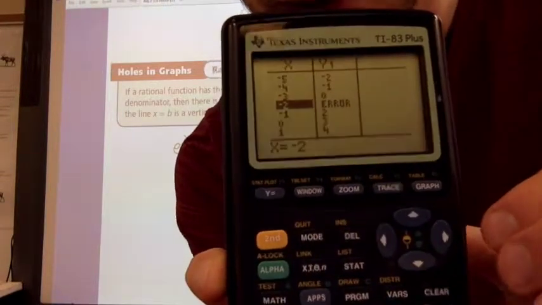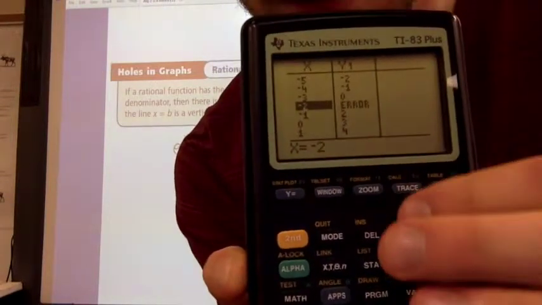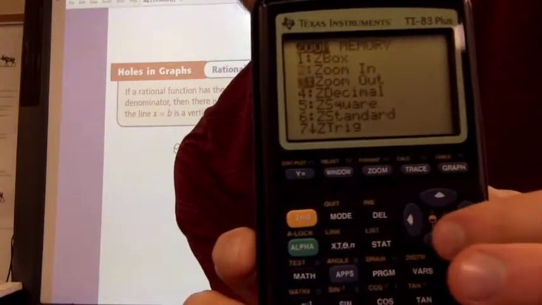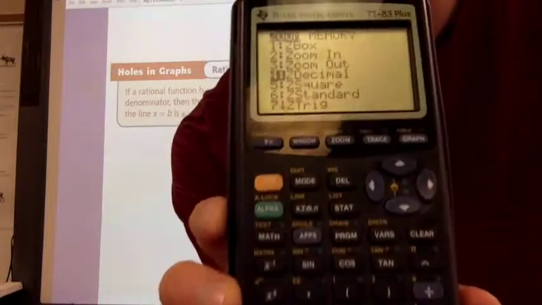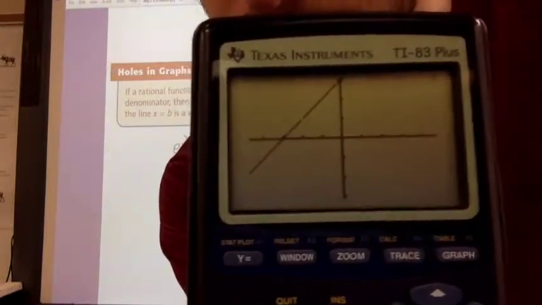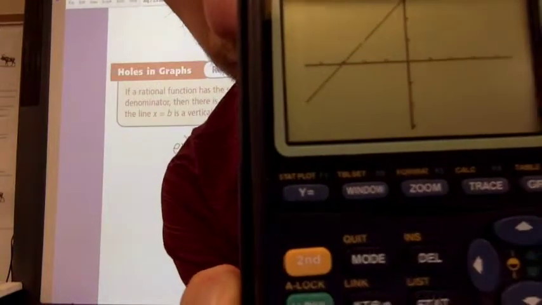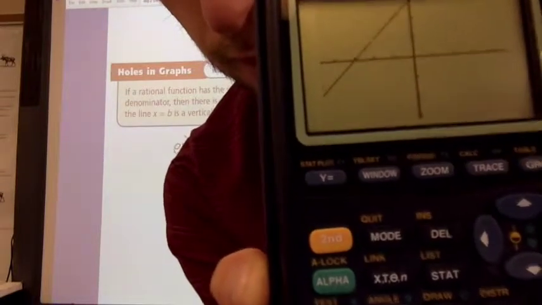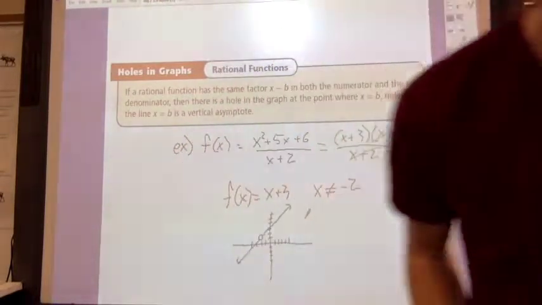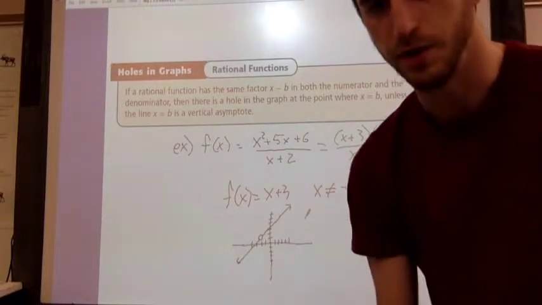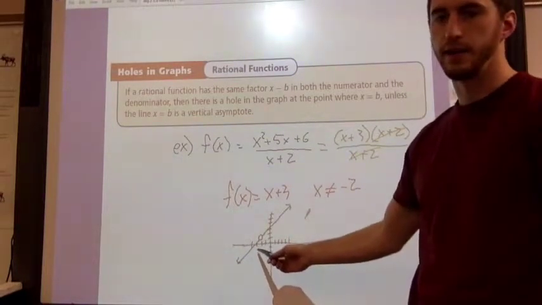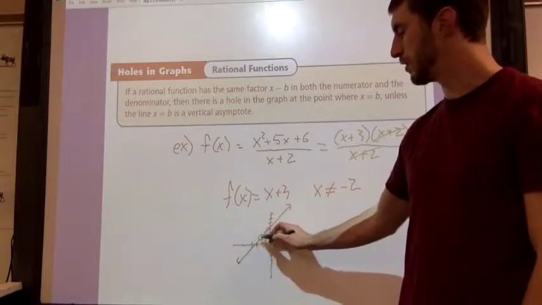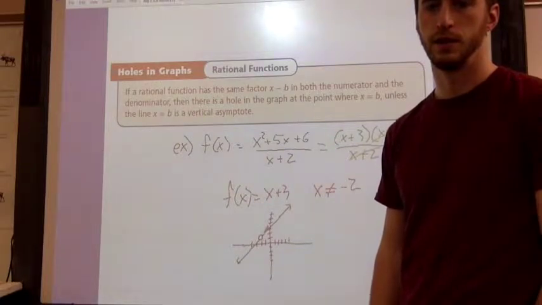Another way of seeing this is you can hit the zoom button and go to where it says z decimal, hit enter, and it will show you, if you can see, there's a little hole right there at x equals -2. So the way you draw this is just like I did right here. You draw your graph and then you put a little circle where the hole is. And that's what that looks like.